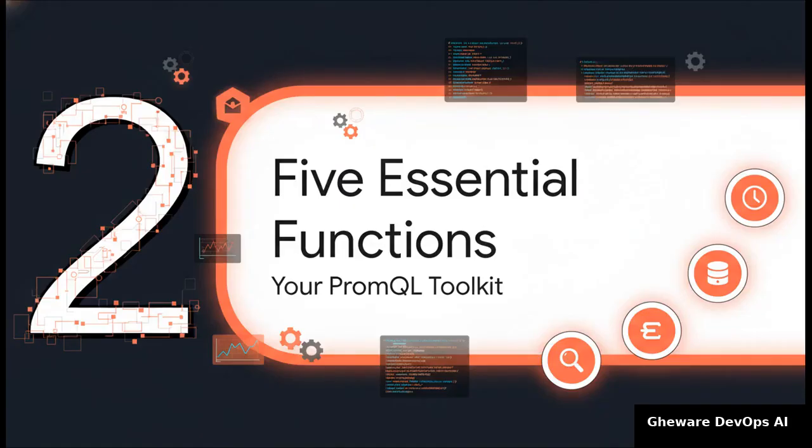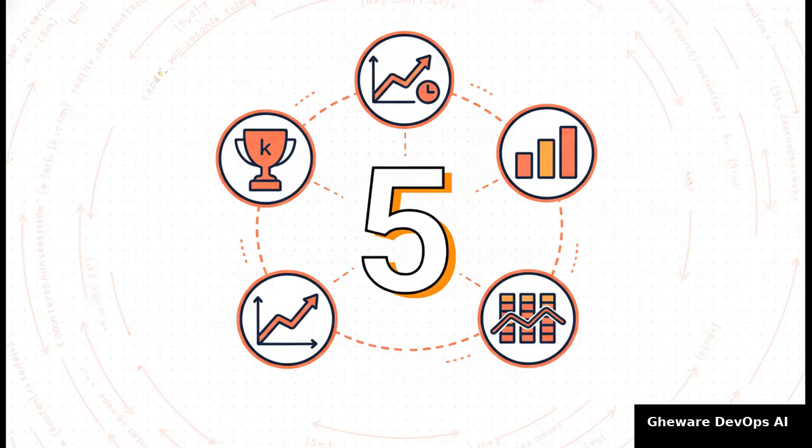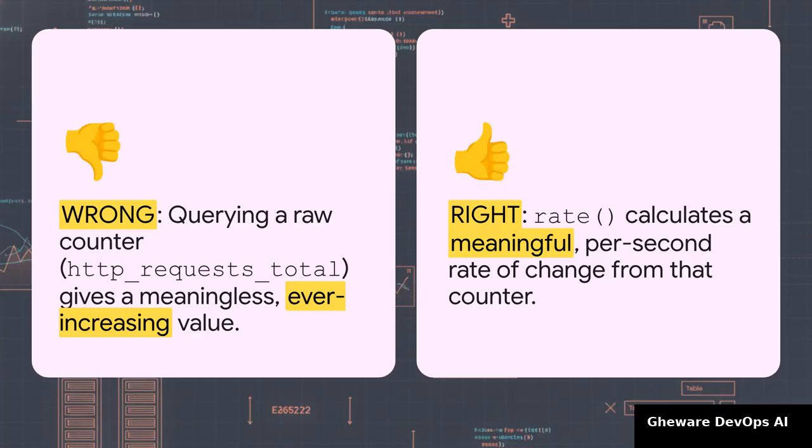Okay, now that we've got the fundamentals down, we can get to the really fun part, the 5 essential functions that are going to become your go-to toolkit for pretty much everything you want to do. And I'm serious, it's really just 5. You do not need to memorize dozens of functions to be a PromQL pro. If you get a deep understanding of these 5, you can solve something like 90% of your day-to-day monitoring and alerting problems.